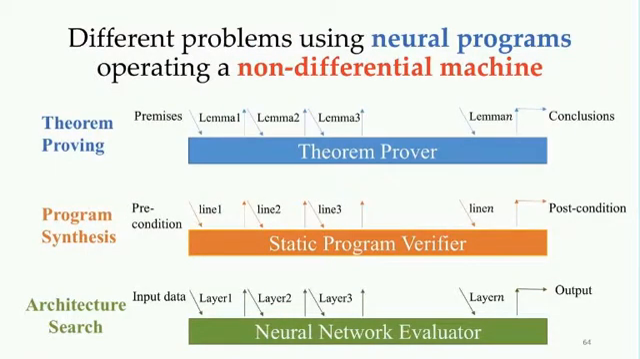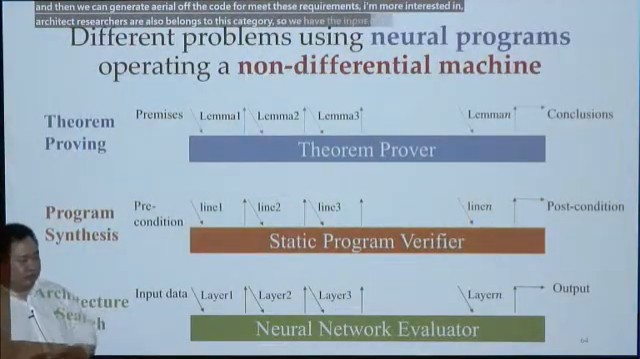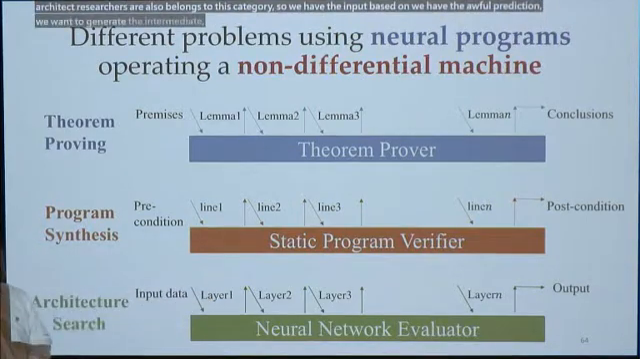So why are we interested in this? Because we found several other problems share the same structure and can be modeled in the same way. For example, in theorem proving, we have premises and we have a conclusion. We want to construct the intermediate lemmas one after another. And for general program synthesis, we can have the precondition and the postcondition, and then we can generate every line of the code to meet this requirement. And more interestingly, architecture search also belongs to this category. We have the input data and we have the output prediction. We want to generate the intermediate representation of the internal structure of the neural networks, so that the output can be very close to the ground truth.